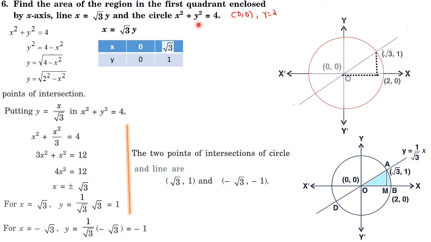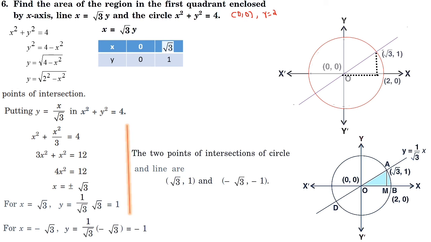Here we considered the circle, and substituted the value of y that we get from the line. Then we got the x value, and we took this x value and put it in the line equation. We got the points of intersection, that is root 3 comma 1 and minus root 3 comma minus 1. So the points of intersection are identified and marked, and now we have identified the entire region whose area we need to calculate.